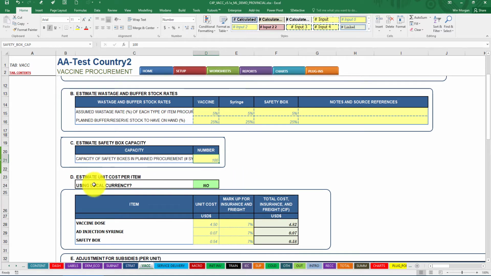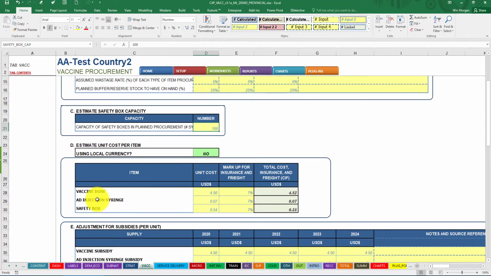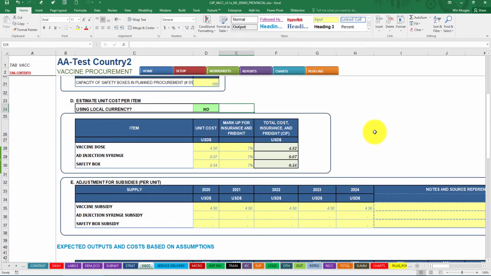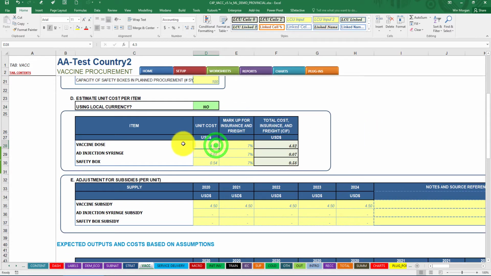Next, you're going to estimate what the unit cost is per item for the 3 things: the vaccine itself, the AD injection syringe, and the safety box. If you're using local currency, then make sure that you put in your local currency costs here as well as here. In most cases, though, people do not use local currency because you're buying on the international market, either from the open market or from UNICEF or getting it from Gavi. So you can put in what the unit cost is.